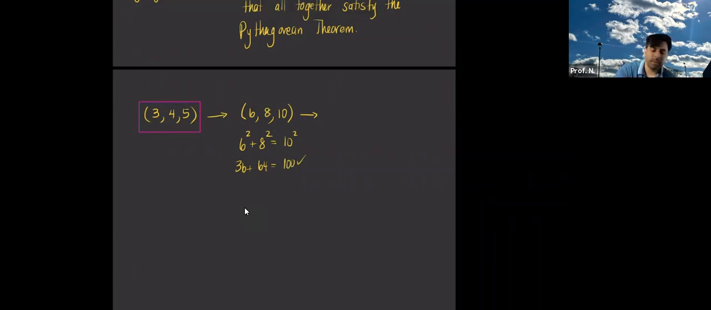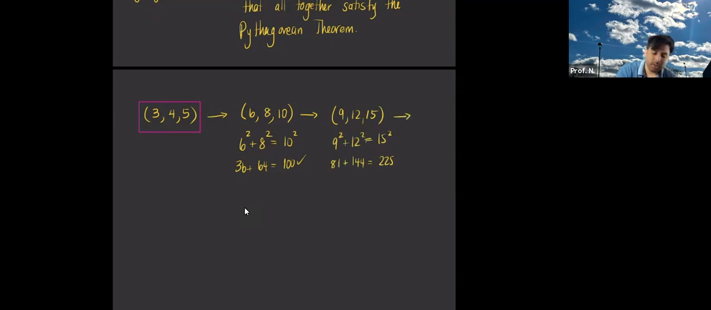What if I triple every number from the original Pythagorean triple, 3, 4, 5? I get 9, 12, 15. This is another Pythagorean triple. How do I know? Well, if I square 9 and I square 12, does this equal 15 squared? 9 squared is 81. 12 squared is 144. And if you add it up, you do get 225, which is 15 squared. And this goes on forever and ever.